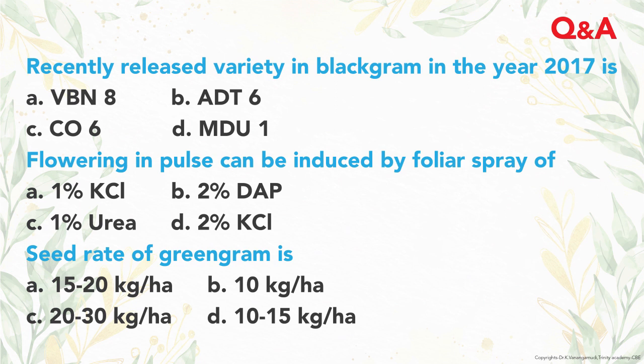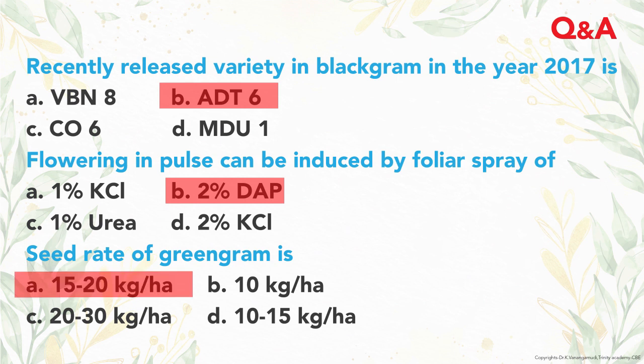the question and answers. The recently released variety in black gram in the year 2017 is, the correct answer is ADT6. Flowering in pulse can be induced by foliar spray of, the correct answer is 2% diammonium phosphate. The seed rate of green gram is, the correct answer is 15 to 20 kg per hectare.